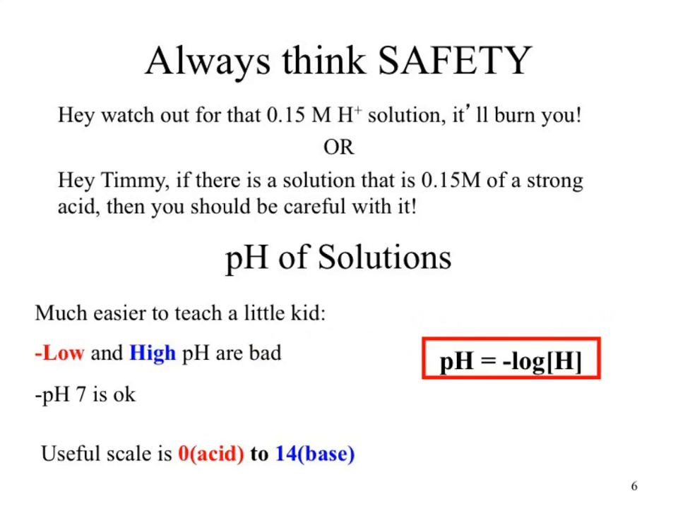So when you talk to your kids, you say 7 is the good range. Keep it at a pH of 7. Anything higher or lower than that is bad. Okay? And that's what our pH scale is supposed to do. Why do we only talk about acids? I still don't understand that. I don't know why bases don't show up within that range.